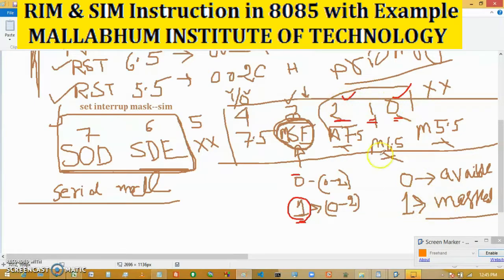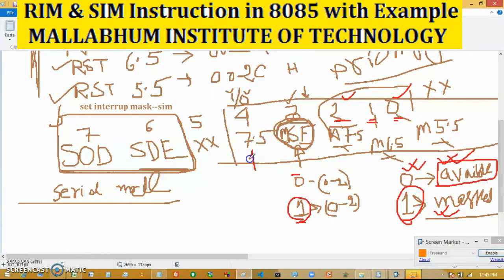Okay, so now in these 3 bits, if 0 is loaded in any of these 3, that means we are enabling this flip flop. If 0 is loaded in any of the 3, then it is available, we are enabling. If it is 1 in any of these 3, then it is masked. Masked means disabled. Okay, now this is 3, 2, 1 and 0.